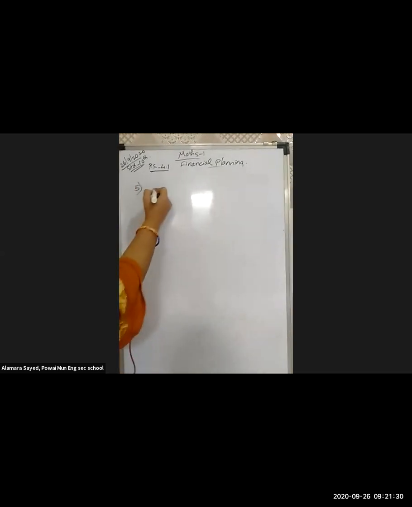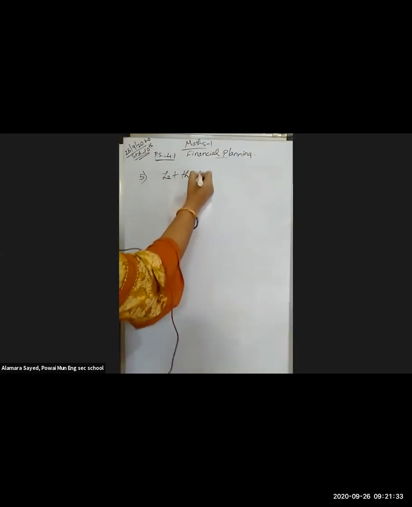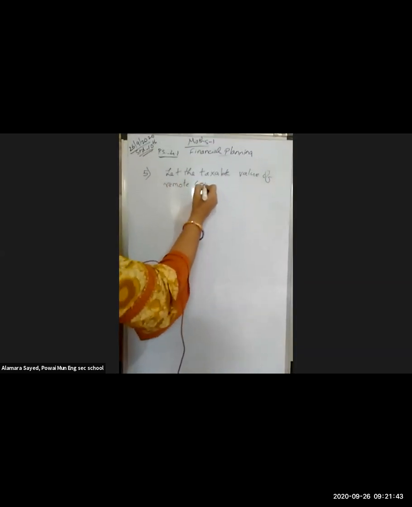So now we have to find the taxable value, CGST, and SGST for the toy car. As we don't know the taxable value, we will suppose it as X. Let the taxable value of the remote controlled car be equal to X.